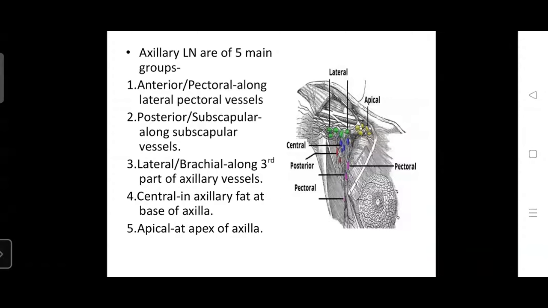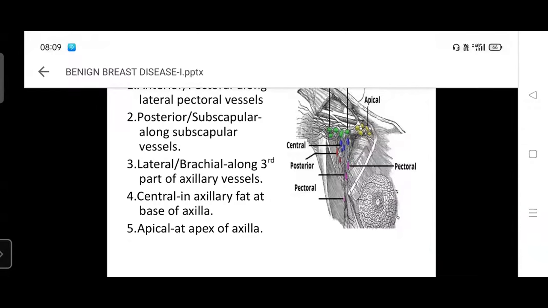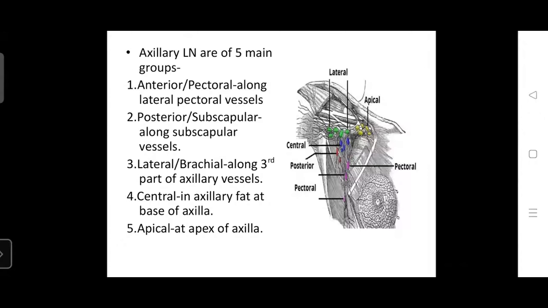The axillary lymph nodes are of five main groups, and they run along a few major groups of vessels. The anterior or the pectoral group, which runs along the lateral pectoral vessels. The posterior or the subscapular group, which runs along the subscapular vessels. The lateral or the brachial group, which runs along the third part of the axillary vessels. And the central group, which runs in the axillary fat at the base of the axilla. And the apical group, which is at the apex of the axilla.